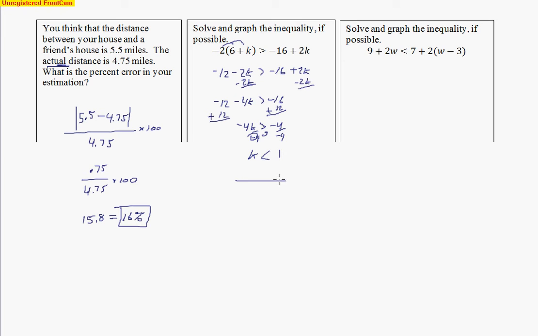So let's go ahead and sketch the graph. I got 1 in the center. I'll put 2 and 0 as numbers on either side. Open circle on the 1 going to the left because it's less. So that's what we end up seeing there.